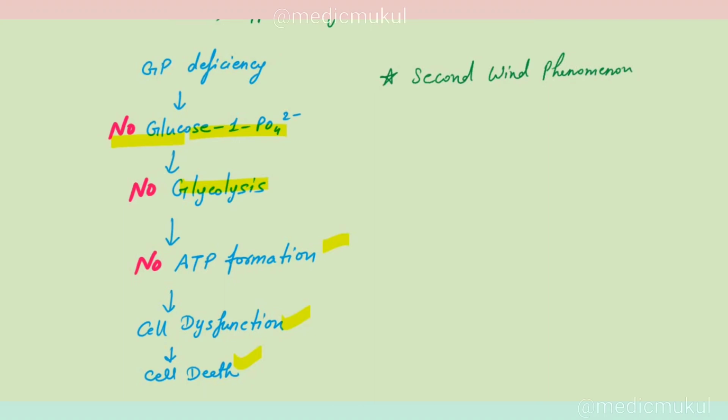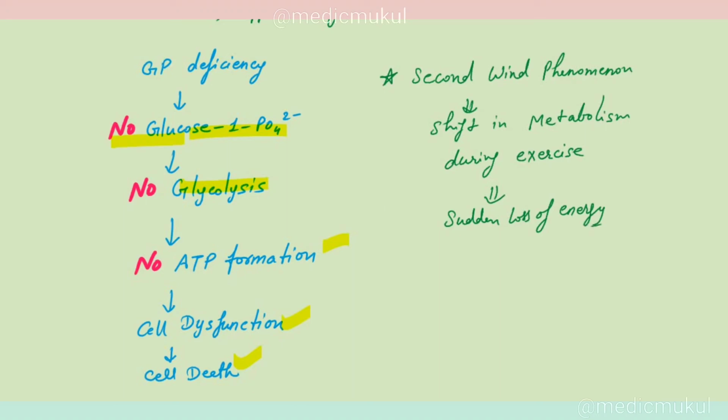What is that? A shift in metabolism during exercise. That is the second wind phenomenon. Due to the shift in metabolism, there is a sudden loss of energy, because there is no ATP formation, no energy, cell dysfunction, cell death. That leads to the second wind phenomenon, which is seen in GSD5, McArdle's disease.